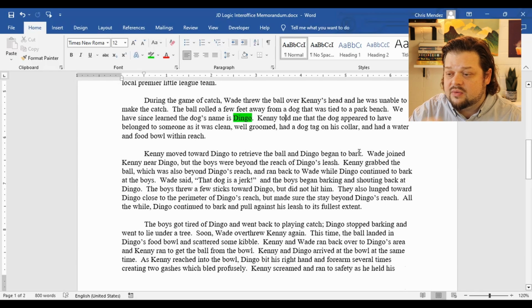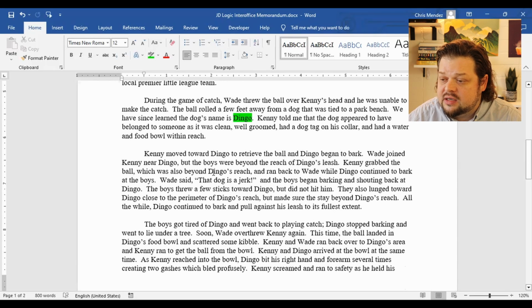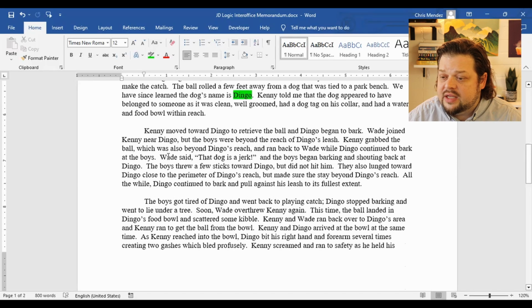Okay, so now we're getting into what happened between the victim, Kenny, and the dog, Dingo here. These are going to be important facts. Wade joined Kenny near Dingo, but the boys were beyond the reach of Dingo's leash. Kenny grabbed the ball, which was also beyond Dingo's reach, and ran back to Wade while Dingo continued to bark at the boys. Wade said, "That dog's a jerk." And the boys began barking and shouting back at Dingo.